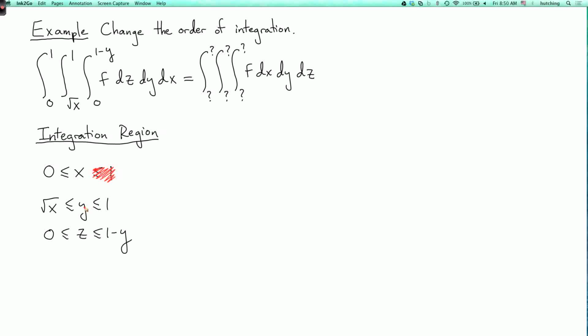Also, this inequality here that says that y is less than or equal to 1 is redundant, because in the line below, we see that 0 is less than or equal to 1 minus y, which is the same thing as saying that y is less than or equal to 1. So I can cross this one out too. So now I have 4 inequalities defining my region.